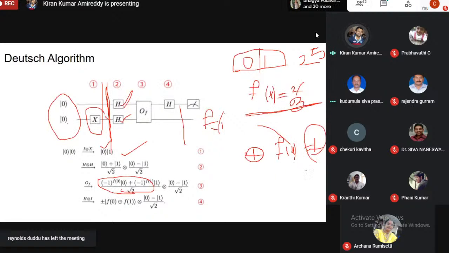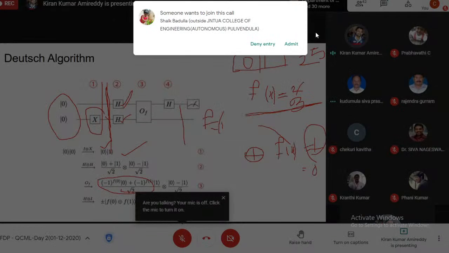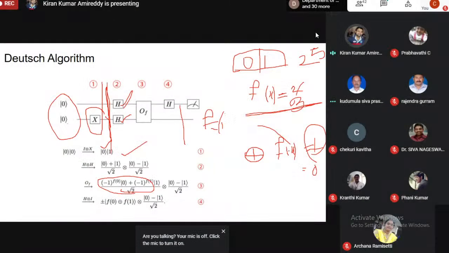Or even if it is f of x equal to 0, whatever value you substitute for x in the function, you will get only a single value. That single value defines that function as a constant function.